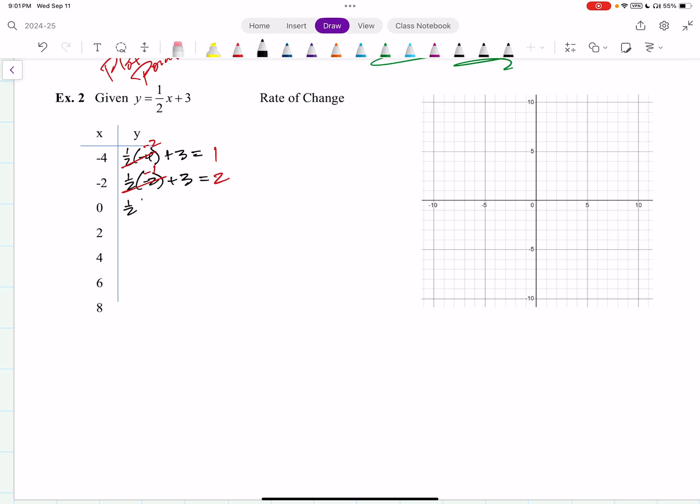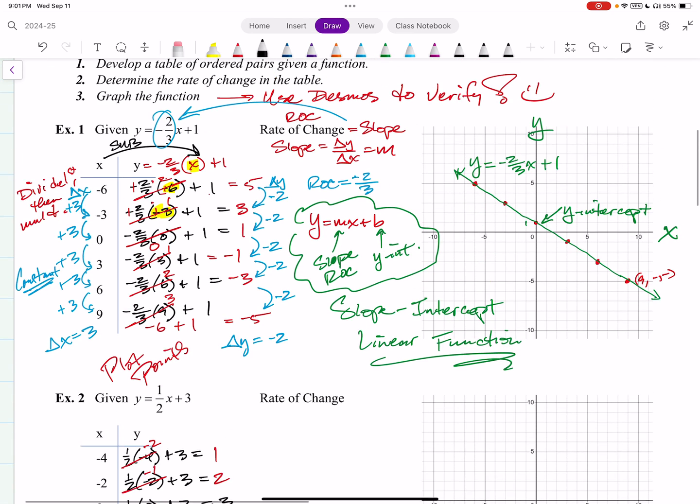1/2 times 0 plus 3. Well, 0 plus 3 is 3. Just keep going. 1/2 of 2 is 1. 1 times 1 is 1, plus 3. That's 4.